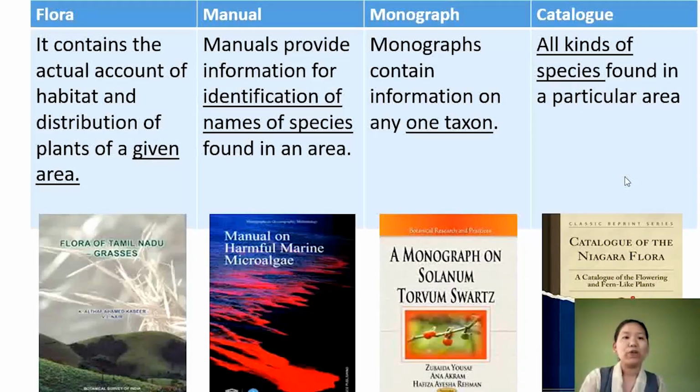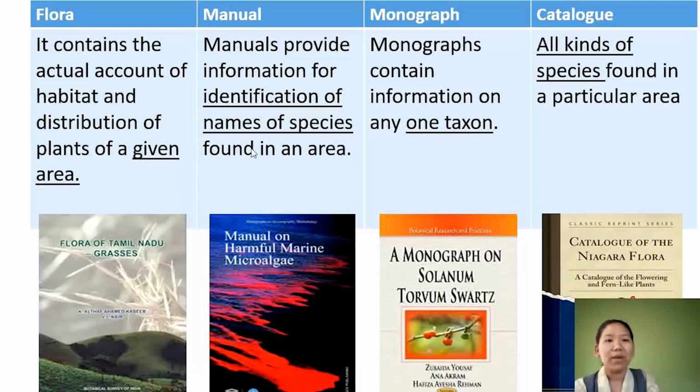Next, flora. Here I have given one example, Flora of Tamil Nadu grasses. So a flora is a book which contains an account of habitat and distribution of plants in a given area. In a particular area, let us say in Tamil Nadu, which plants are available. For example, here they are specifically referring to grasses, so they'll give you the account of their habitat and distribution. It can be leguminous plants or anything else, in a given area.